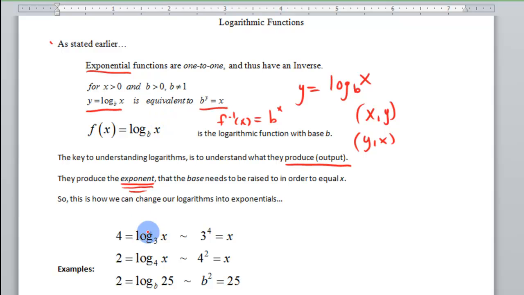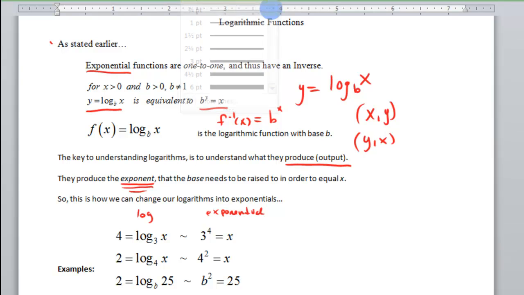So let's see some different versions or different notations here. The first form over here is log form. The next form over here is exponential form. They say the same things, just in two different ways. This one says the log base 3 of x gives you 4. But this one says 3 raised to the 4th power gives you x.